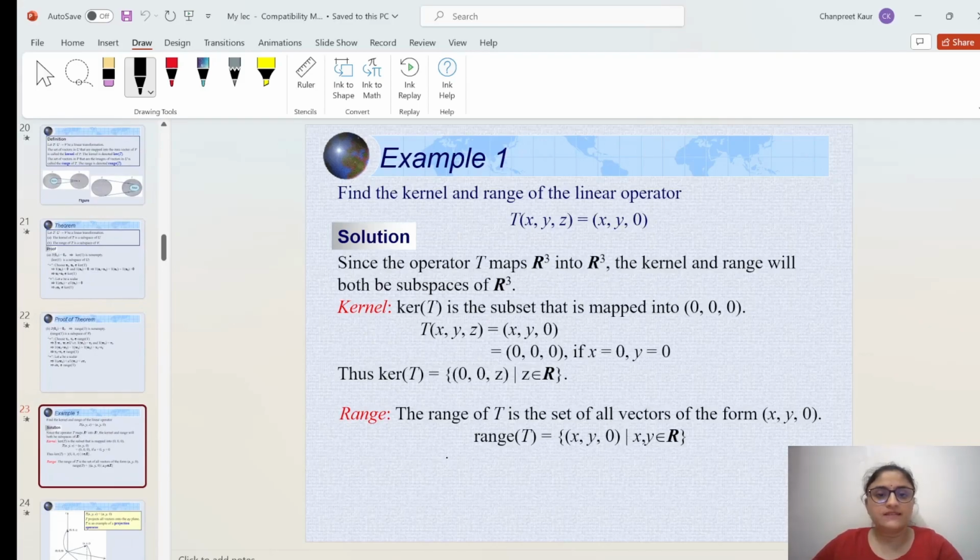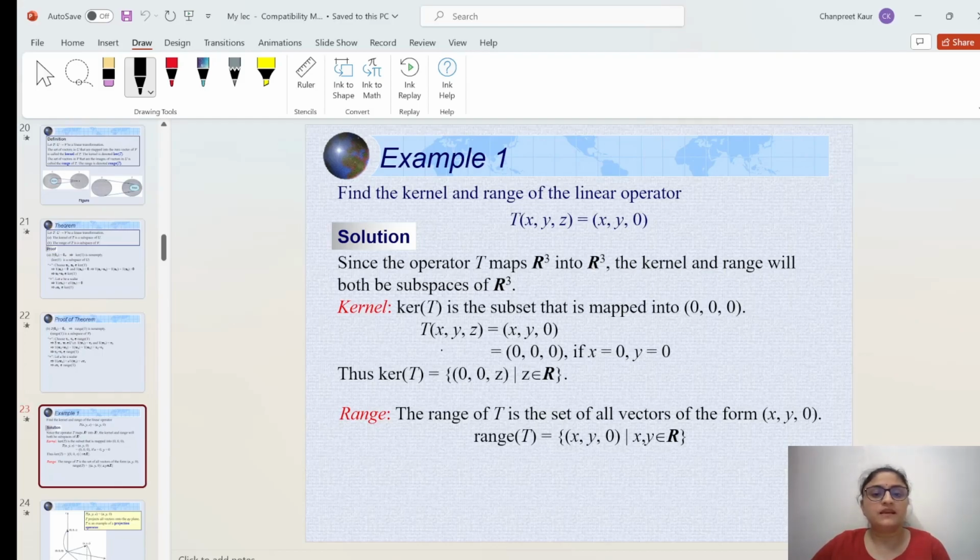So here we have an example where we will evaluate the kernel and range of a linear operator. T is given to be a mapping such that T applied to (X, Y, Z) is (X, Y, 0). The kernel of T basically consists of those elements which are mapped to 0. This is the definition of T.